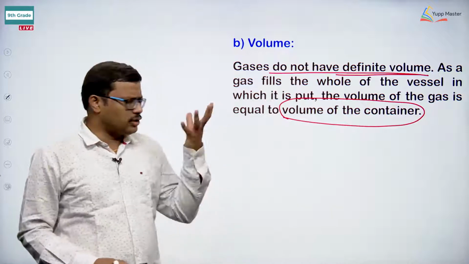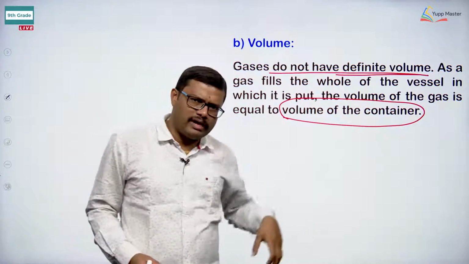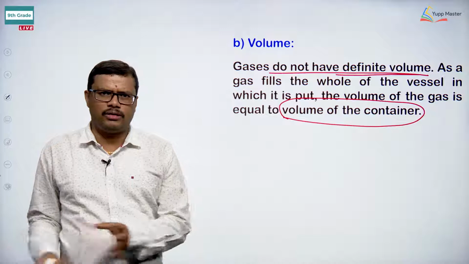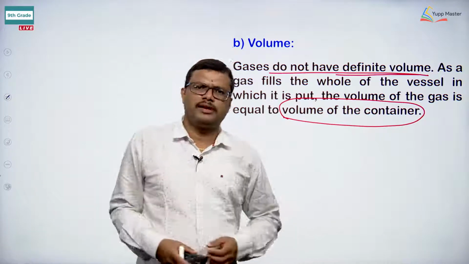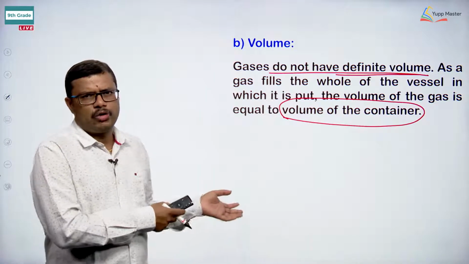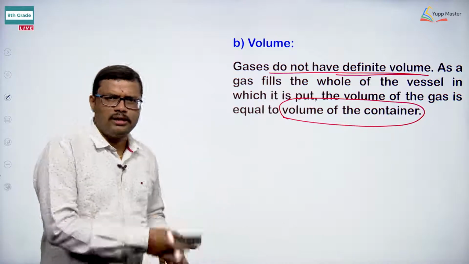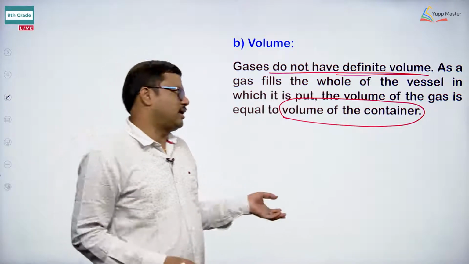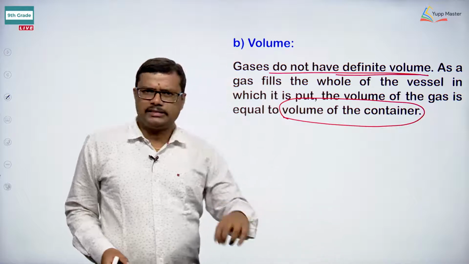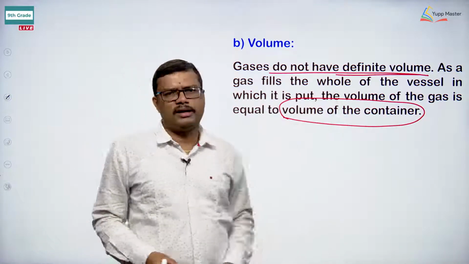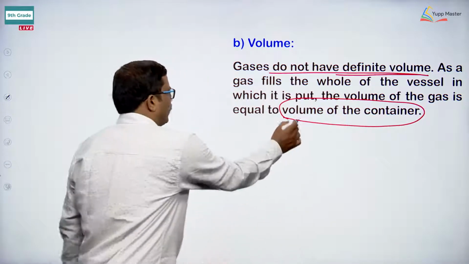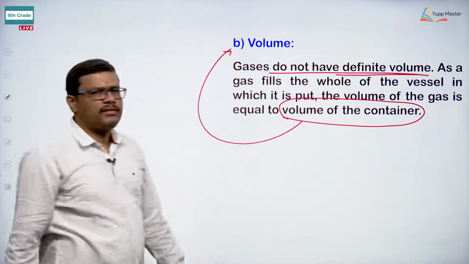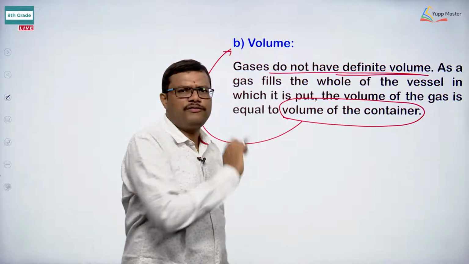If you take a small balloon, it is going to occupy its total volume. If you take a larger balloon, it is going to occupy the total volume of the larger balloon, or if you take a cubical container, it is going to occupy the cubical container volume, etc. So, the volume of a gas is nothing but the volume of the container, simple. We are going to consider only the volume of the container as the volume of gas.